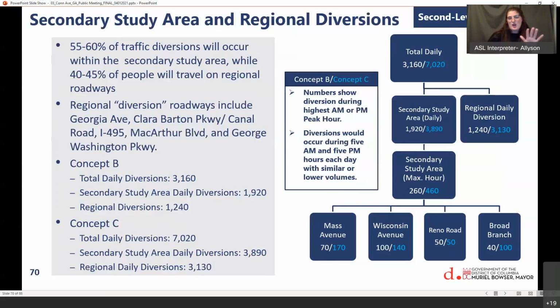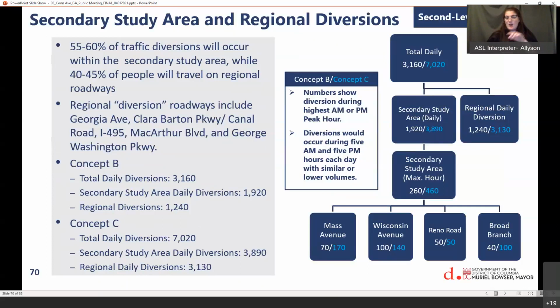And if you just take a look at the flow chart to the right, it shows how the daily diversions are converted into hourly diversions during the highest peak hour, and this represents the key north-south roadways, so you see how that's distributed.